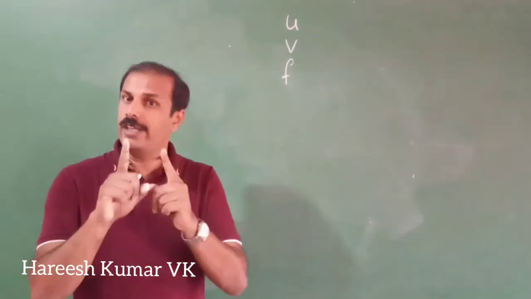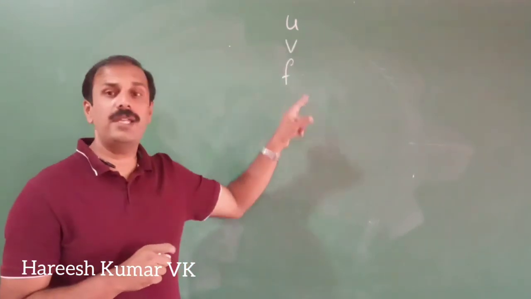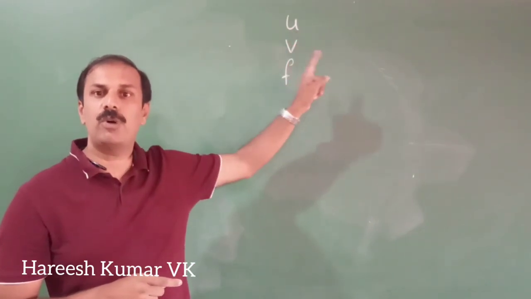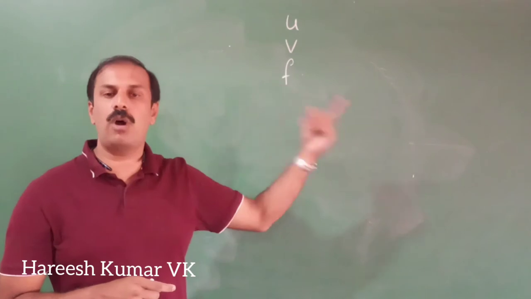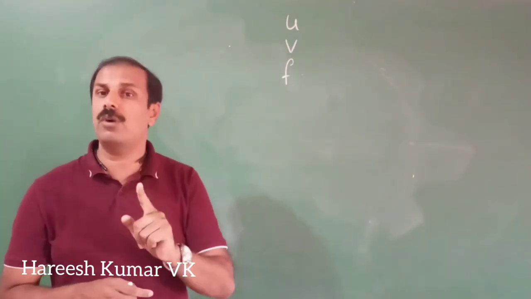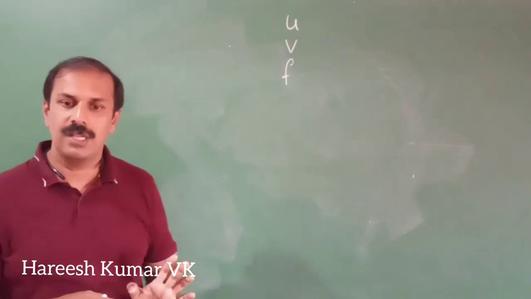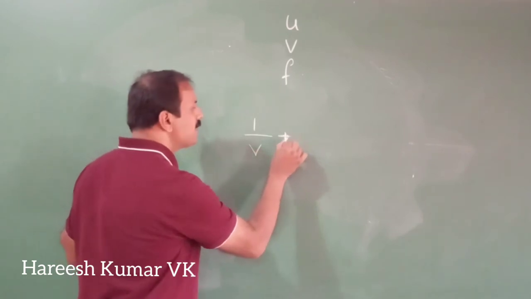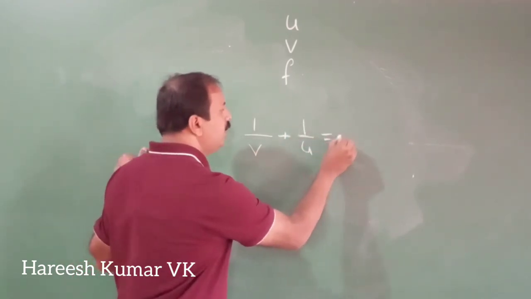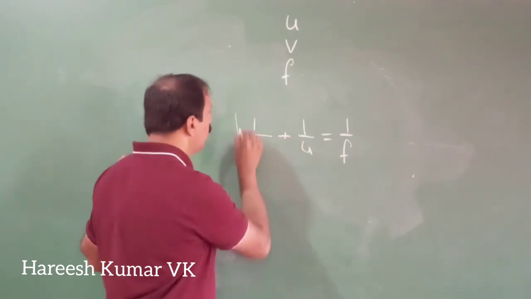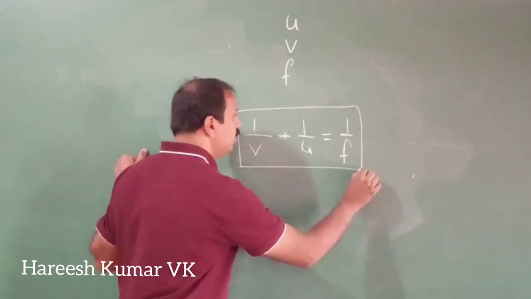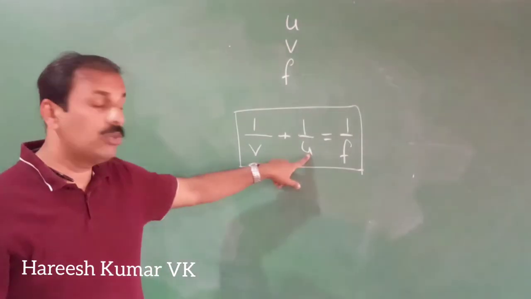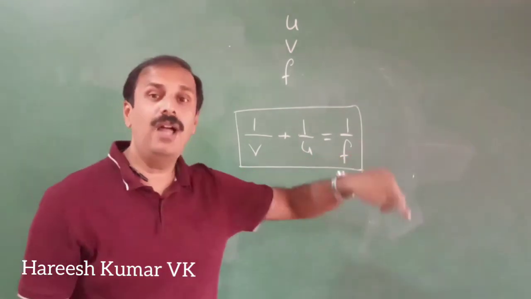mirror formula. One thing you have to keep in mind, for U, V and F you have to use the sign convention also. U will always be negative, V will be positive or negative based on where the image is formed. Focal length F will be negative for concave, positive for convex. So the mirror formula says that 1 by V plus 1 by U is equal to 1 by F. What is V here? V is the image distance, U is the object distance, and F is the focal length.